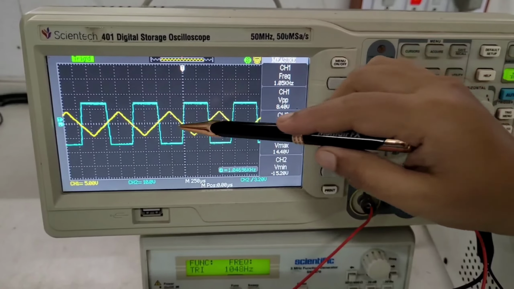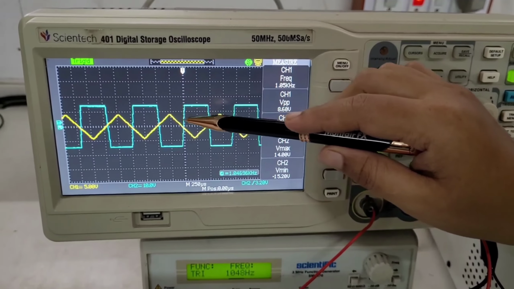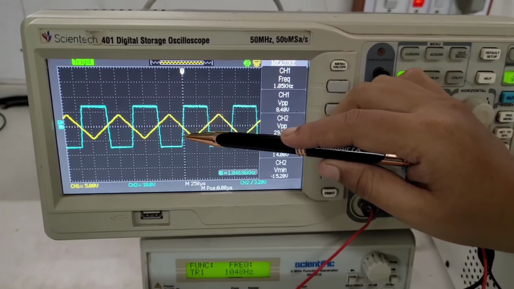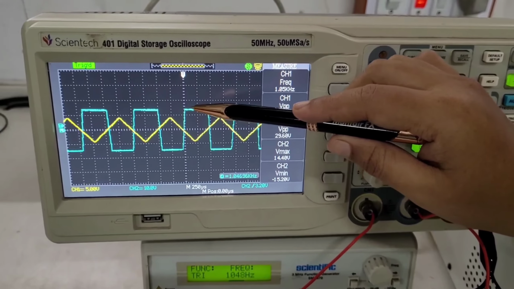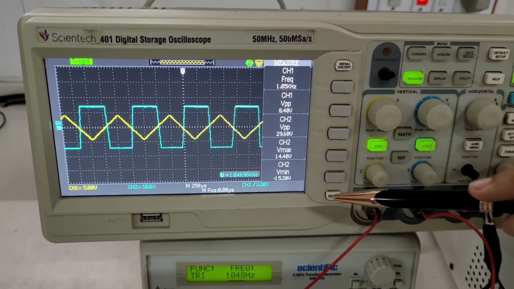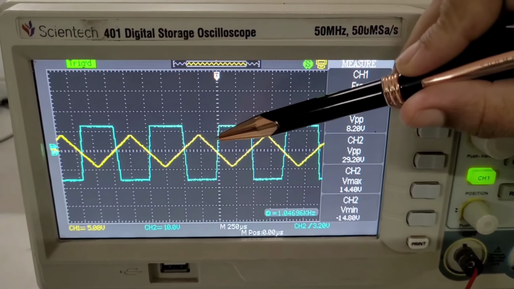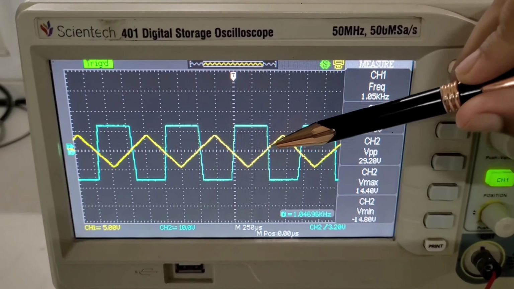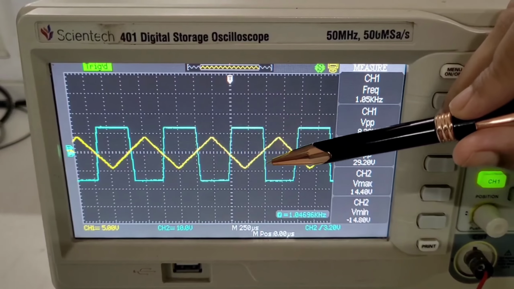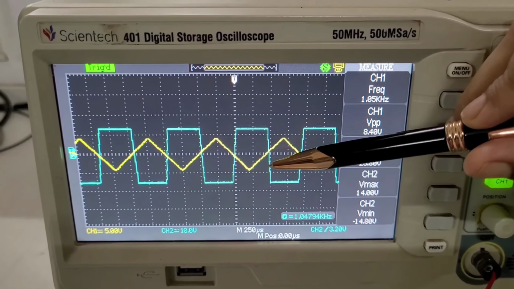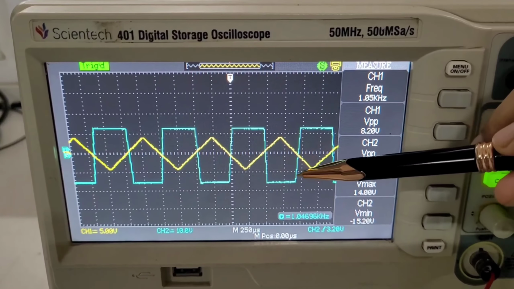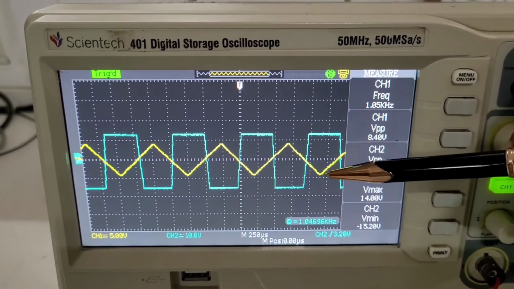As we can see, as the input waveform reaching the 0, the output waveform is changing between plus Vsat to minus Vsat. What we can notice is the input signal and the output signal phase is different. We can see the output is out of phase with respect to the input signal.